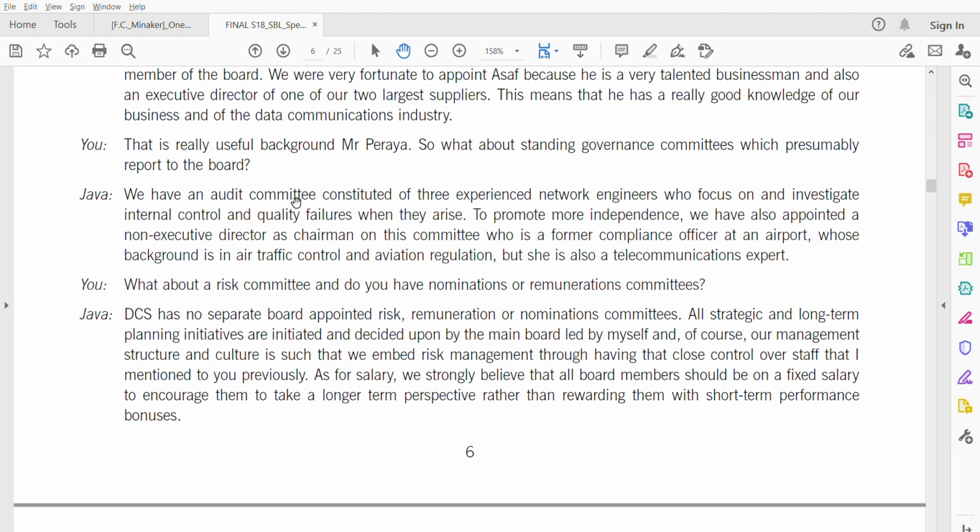Okay. We have an audit committee constituted of 3 experienced network engineers who focus on investigating internal control and quality failures when they arise. So we have an audit committee. The keyword is this. Audit committee with 3 experienced network engineers, because audit committee should have non-executive director. At least 1 director who have a financial experience or skills, right? But here when you see the audit committee, all 3 are experienced network engineers. Again, there is a fault there.